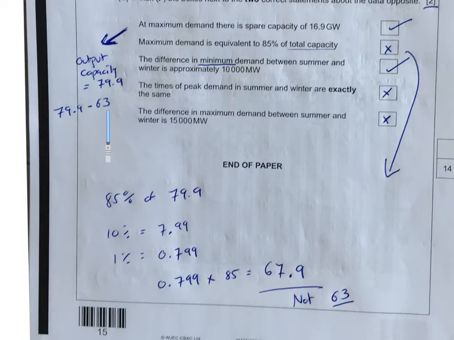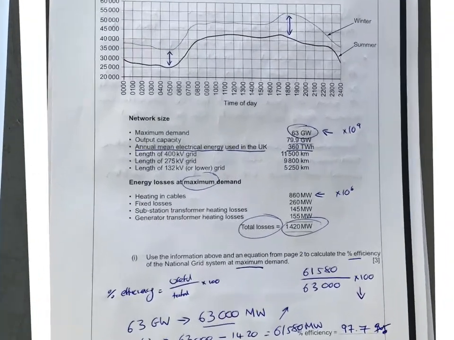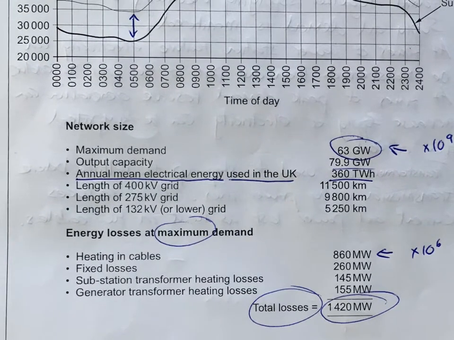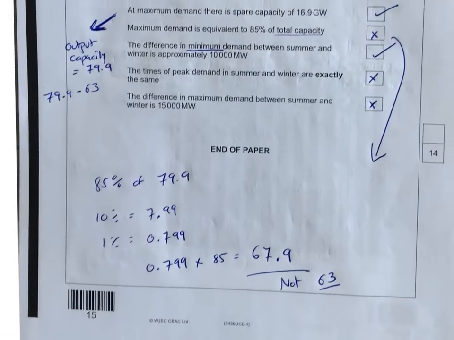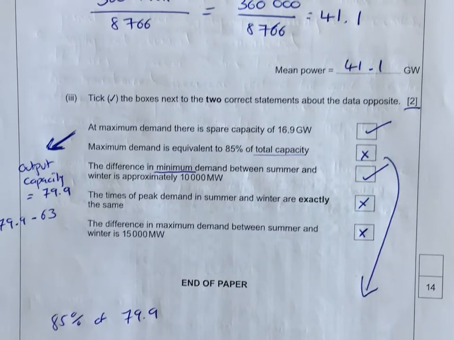It's not 63, as it was suggesting. So 63 is not 85% of the 79.9. Okay? It's not that. So this is wrong. Again, it's a lot of working out, I know, but it is the end of the paper. The difference in minimum demand between summer and winter is approximately 10,000 megawatts.